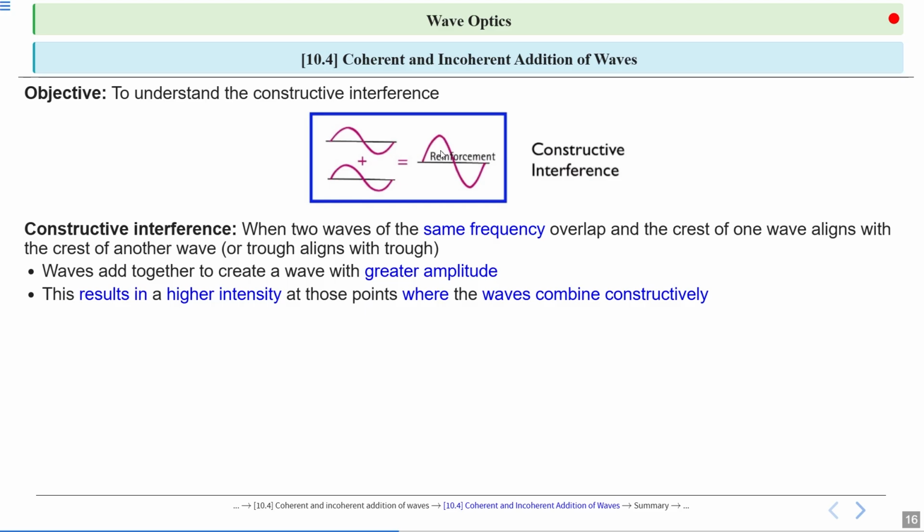So this results in higher intensity at those points where the waves combine constructively. Since the amplitude of the resultant wave is increasing, the intensity will also increase, because intensity is proportional to amplitude square. So this results in a higher intensity at those points where waves combine constructively. So this is known as constructive interference.